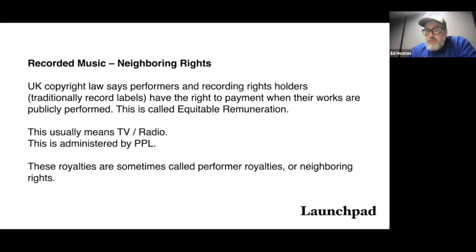that would be considered, but also in public spaces as well. So recorded music is used in public spaces, or in big live shows or whatever. For any size show, PPL need to issue a license for it. So essentially, when your recorded music is performed, as in it's played in a public space or played on television and radio, a PPL license should be issued. These royalties are sometimes called performance royalties or neighbouring rights. They tend to be called neighbouring rights nowadays. You tend to hear that a lot.